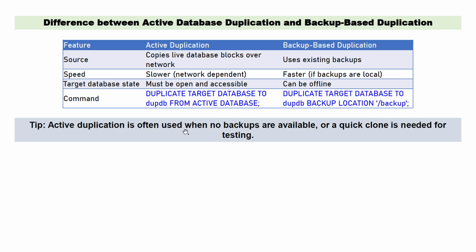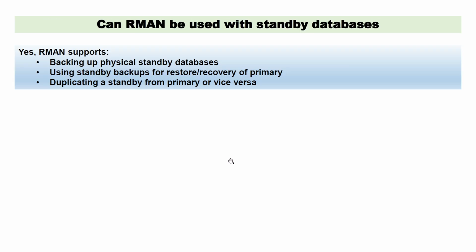You have to give the backup location where you have stored the backup. Active duplication is often used when no backups are available or a quick clone is needed for testing, because you don't have to take the backup, you don't have to transfer the backups, etc. So these are the two types of duplicate cloning that RMAN provides: active duplication and backup based duplication.